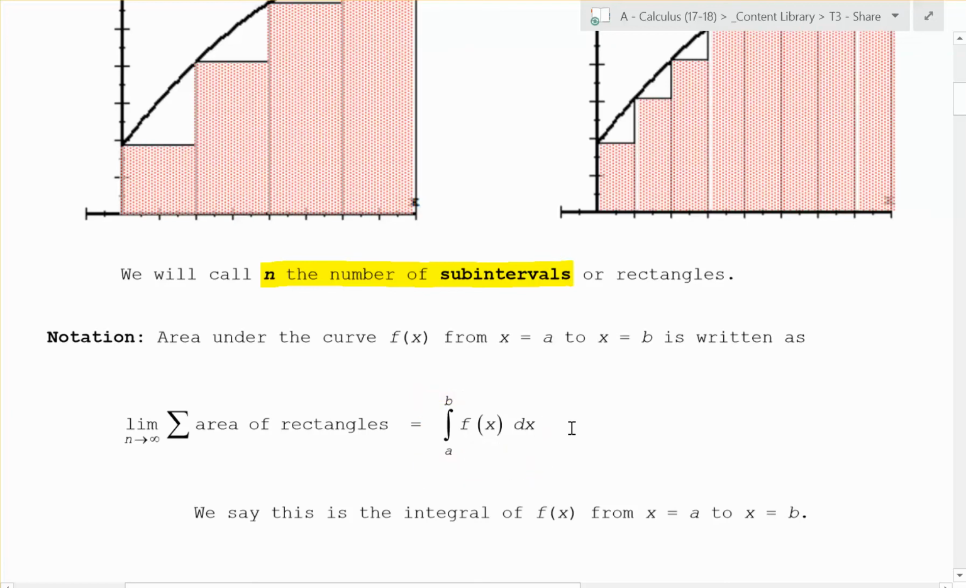And the way you say that out loud is we say that this is the integral of f of x from x equals a to x equals b. The integral of f of x from x equals a to x equals b. That is the actual area under the curve.